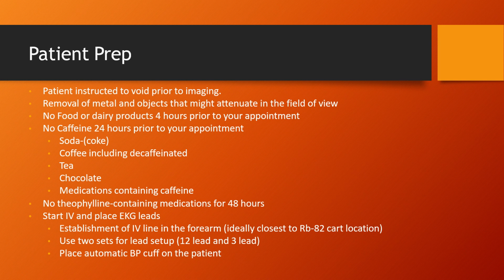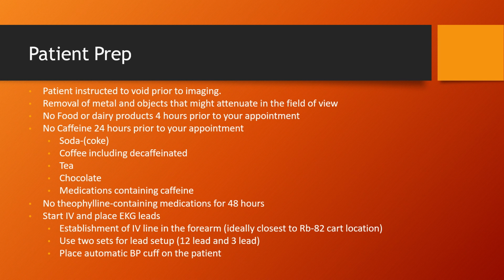And then when the patient arrives, the technologist will start the IV and place the EKG leads. The IV line should be established in the forearm, ideally closest to the rubidium cart. The IV should be at least 20 gauge and should be pressure rated up to 50 to 65 milliliters per minute flow rate.